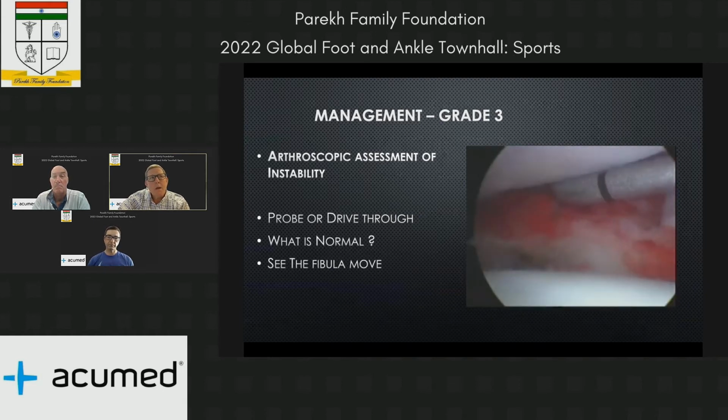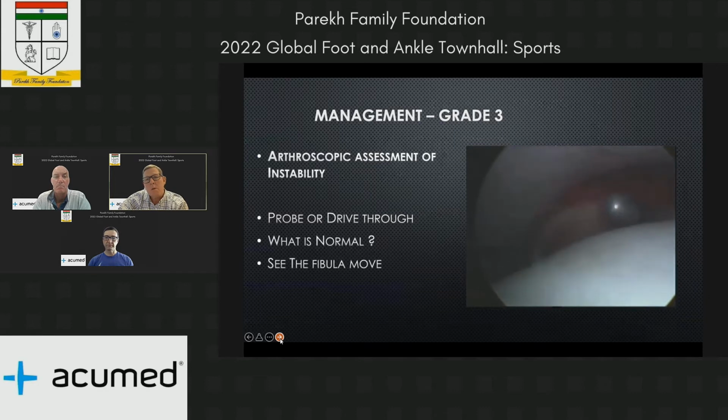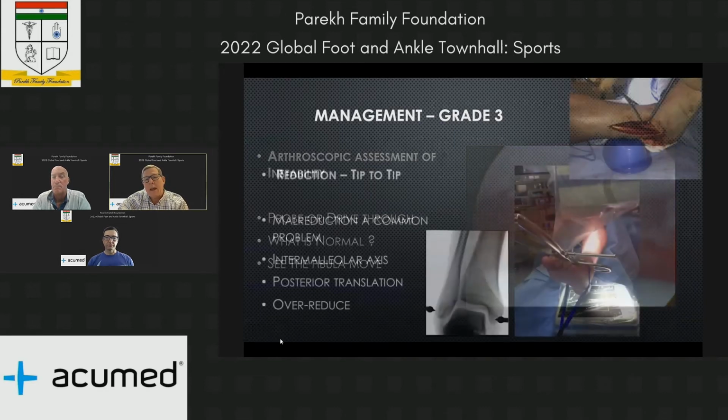But my thought in that is, if you're doing a lot of arthroscopy in your practice, you can get a fairly decent idea of what's a stable syndesmosis and what's not, and it's part of my normal sequence of examining an ankle anyway.